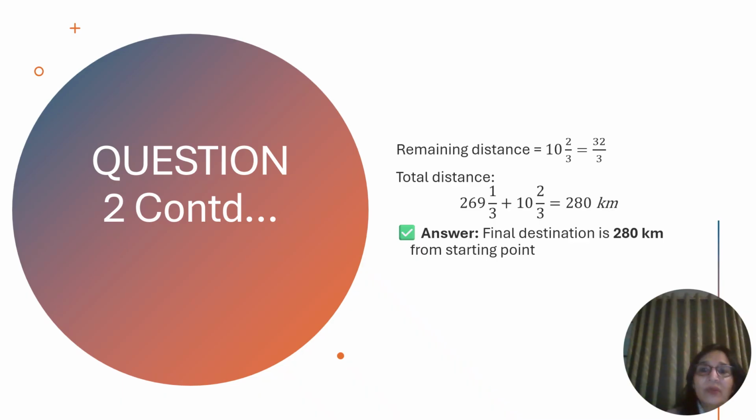So what was your remaining distance here? It is 10, 2 upon 3. So you have to put it in the proper fraction. Now the question is, they have asked the total distance. So if you read the question, this will make sense to you. So for the total distance, whatever answer you got, you need to add it, and this will be 280 kilometer. So your final destination is 280 kilometer from the starting point. And I hope this question is clear to you.